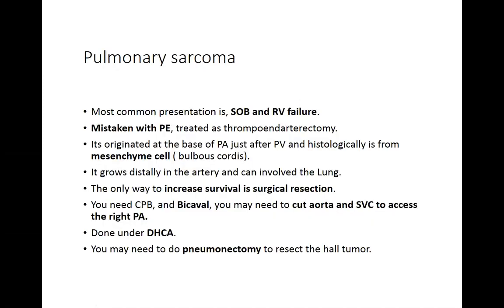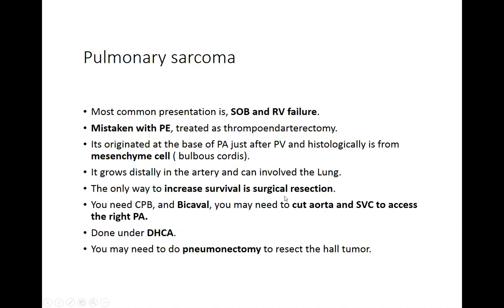The most common presentation is shortness of breath and RV failure. Sometimes it can present like a PE. If this is a chronic PE, you go and do what you call a thromboendarterectomy, and you get surprised that this is a tumor. It originates from the base of the pulmonary artery just after the pulmonary valve, and histologically it comes from the mesenchymal cells, what you call the bulbus cordis. It grows distally in the artery and can involve the lungs.